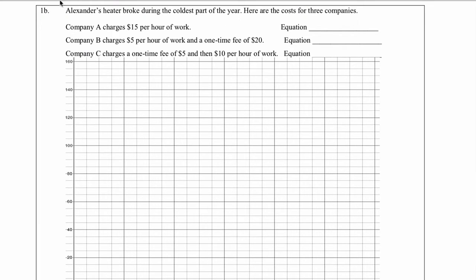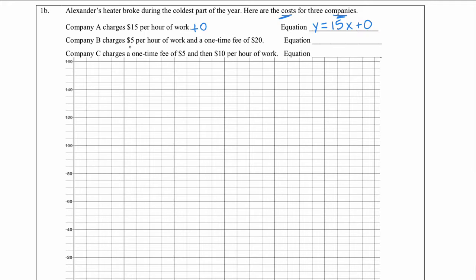So this standard isn't labeled here, but this is about using systems of equations to find solutions. Alexander's heater broke during the coldest part of the year. Here are the costs for 3 companies. Company A charges $15 per hour of work. It doesn't say there's any extra cost, so it must have had a 0 starting cost, no fee for starting the work. So my equation would be y equals $15 times the number of hours they work, plus 0 starting cost.